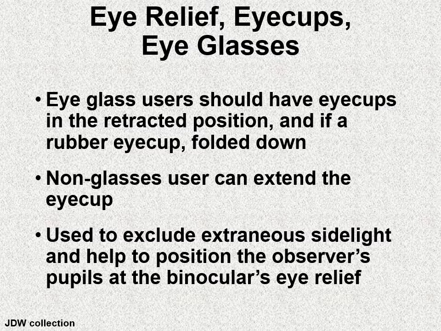Well, to reiterate here, eyeglass users should have eye cups in the retracted position, and if a rubber eye cup, folded down. A lot of people don't know you can do that with the rubber eye cup. And then non-glass users can extend the eye cup. And there are two reasons for the eye cup. Kind of surprised me because I've always used them retracted. It excludes extraneous side light, that's for sure. And a lot of them say it helps to position the observer's pupil at the binocular's eye relief. So it's a guide for you.